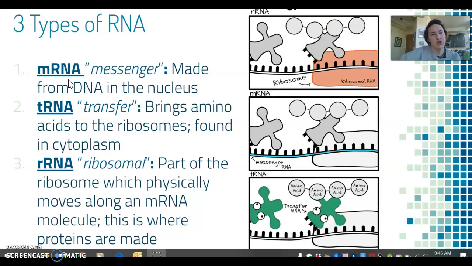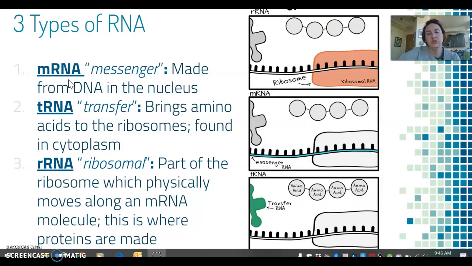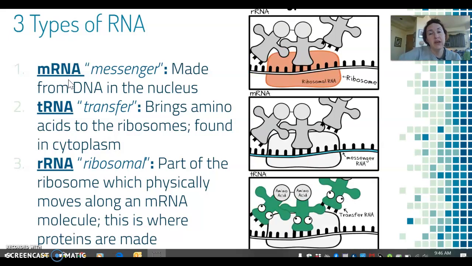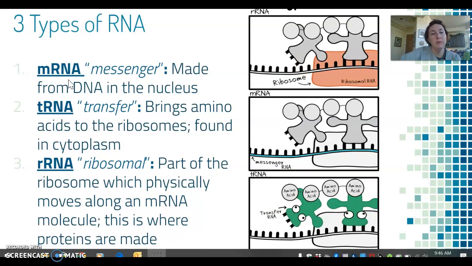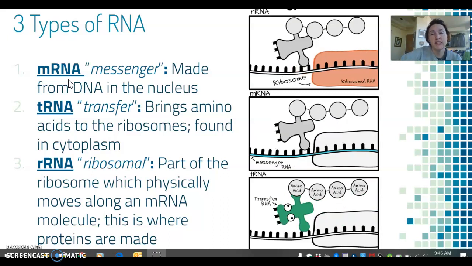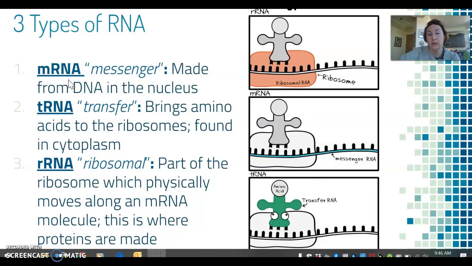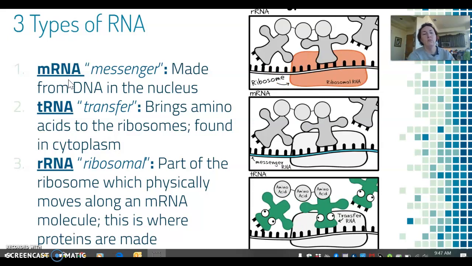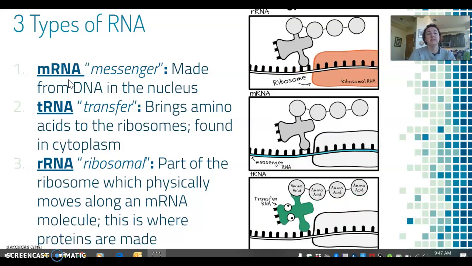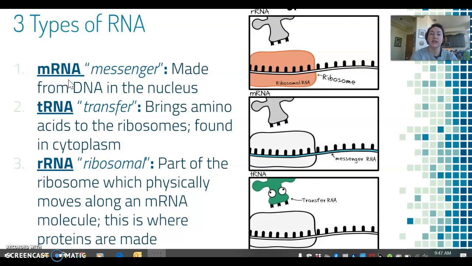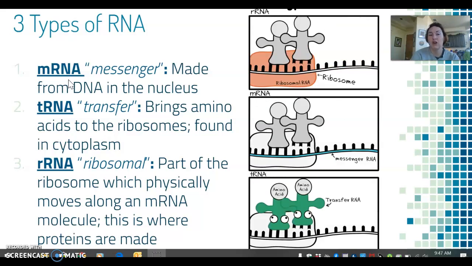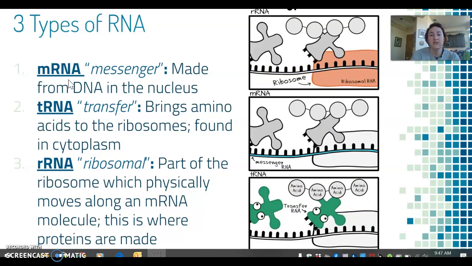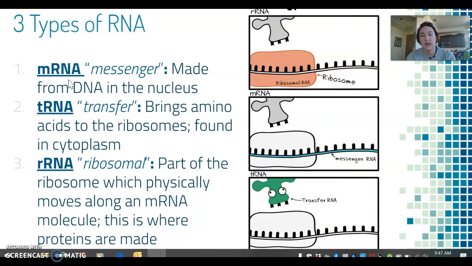M stands for messenger, and basically, as I told you before, DNA is too large to leave the nucleus. So we have to make it into a smaller molecule. If you remember, mRNA or RNA is just single-stranded, so it's just half of that double helix. And so it is small enough to leave the nucleus and head to the ribosome where proteins are then made. So when we transcribe DNA into messenger RNA, basically what that means is we're decoding the DNA into RNA so that it can be brought to the ribosome to make a protein.